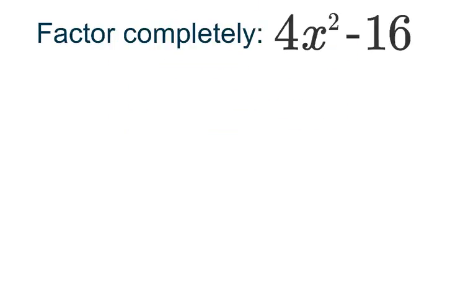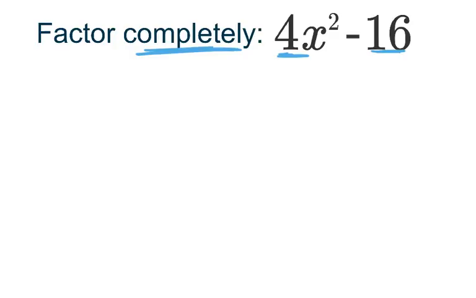Finally, I wanted to show you one that was a little bit of a combination. So a key word here, if you ever see factor completely, you should know that that means there's probably more than one factoring technique that will need to be applied. So the very first thing I notice is that the 4 and the 16 have a factor in common. We call that a GCF.